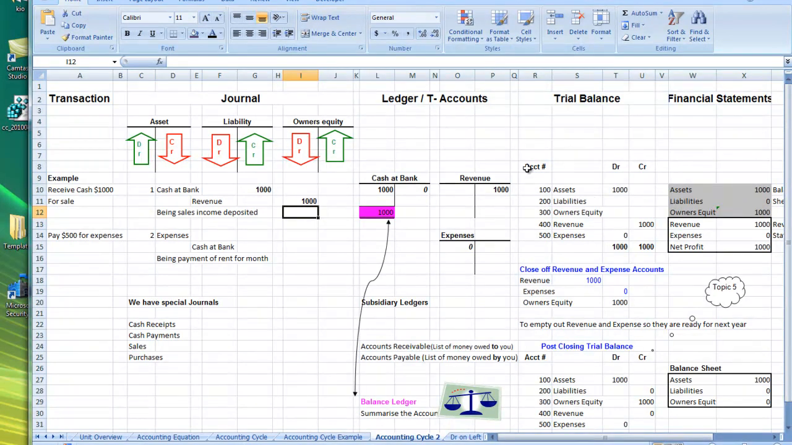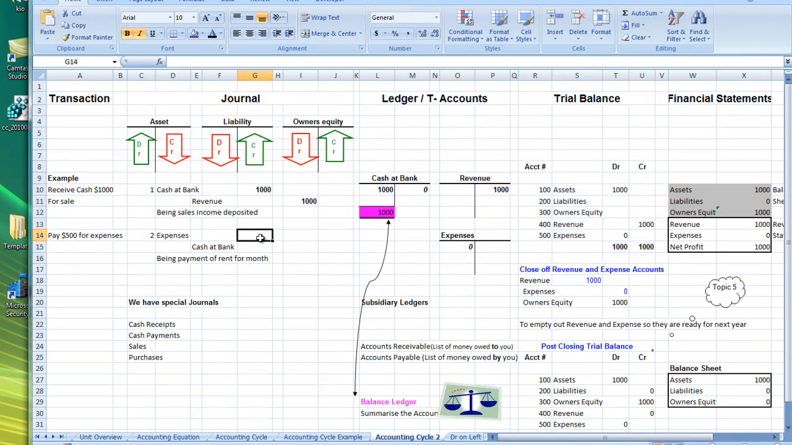So we can go over to our trial balance and see our trial balance balances at $1,000 each. So our assets are 1,000 and our revenue is 1,000. So when we close off, that revenue will just go straight into owner's equity. So remember that assets equals liabilities plus owner's equity, and revenue and expenses are a subset of owner's equity. That's the first bit of the transaction.